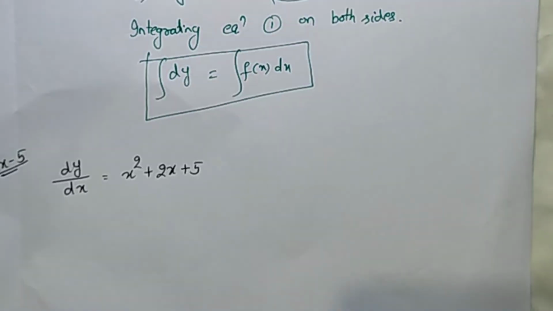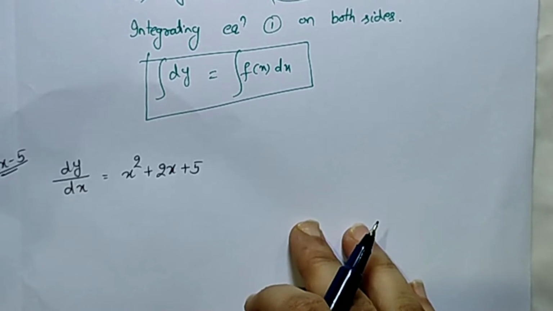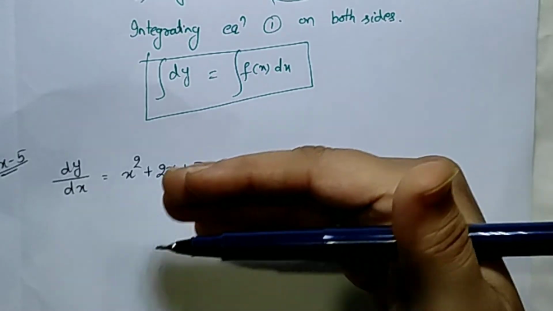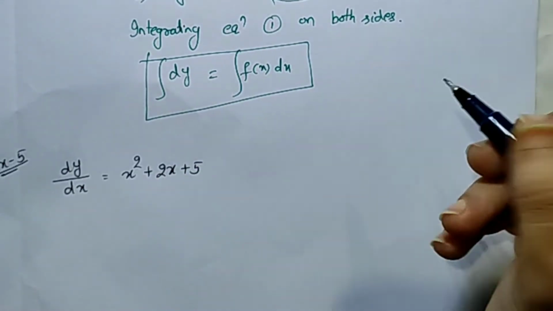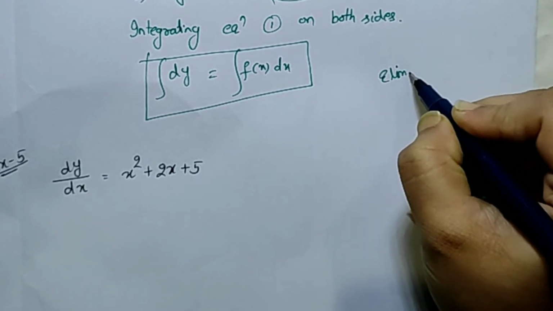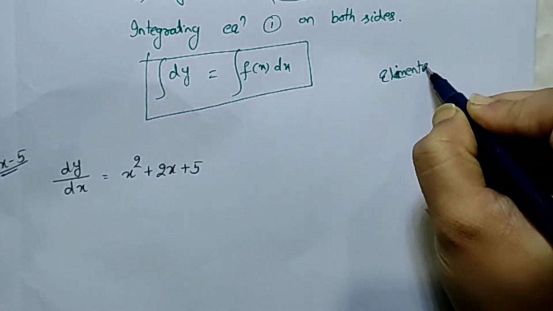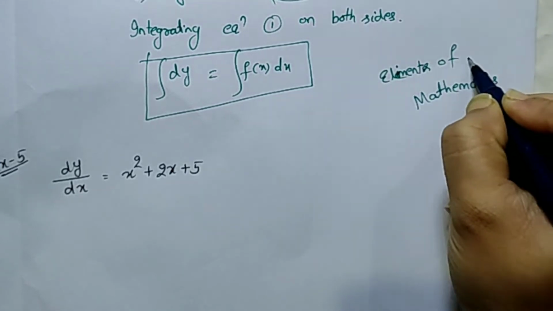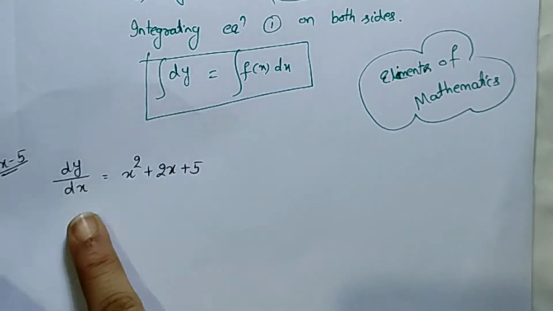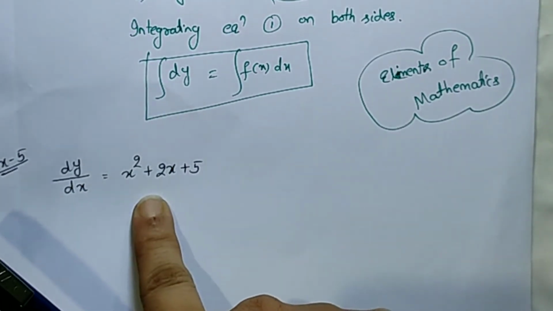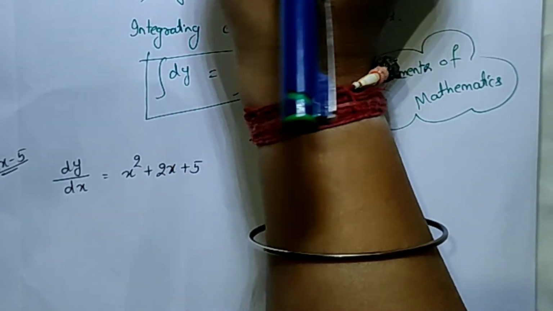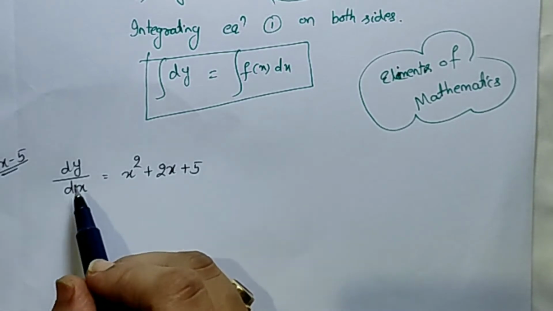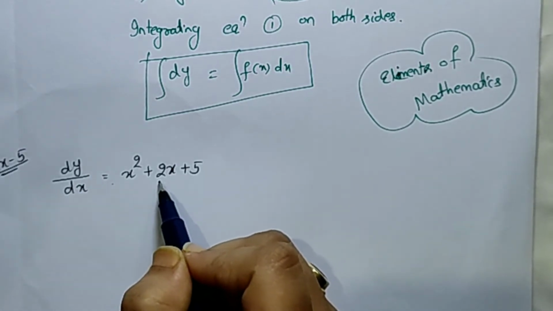In the previous lesson I have already told you that we are going to solve the questions or examples from the book Elements of Mathematics. So this is example number 5 of Elements of Mathematics, class 12, topic differential equation. Our question is: solve dy by dx is equal to x square plus 2x plus 5.